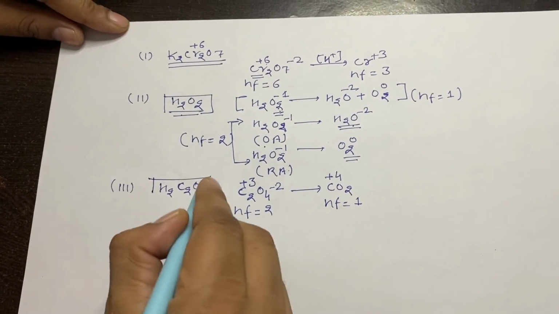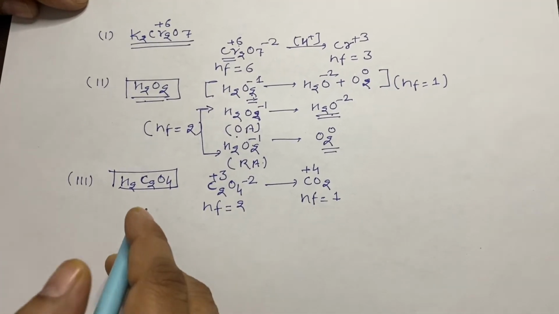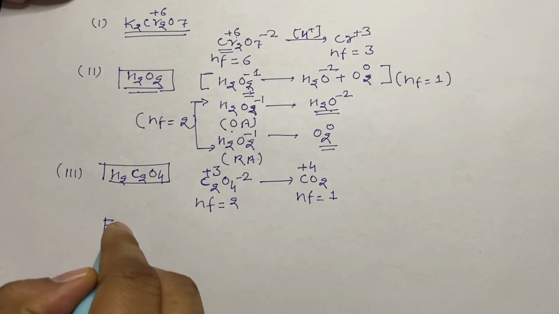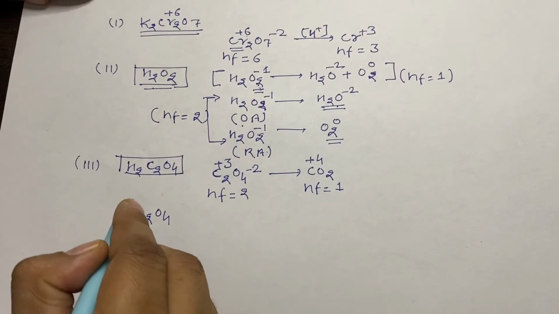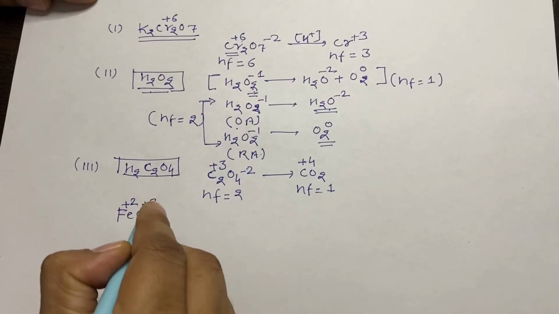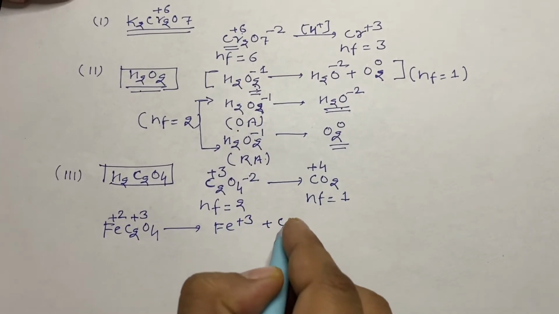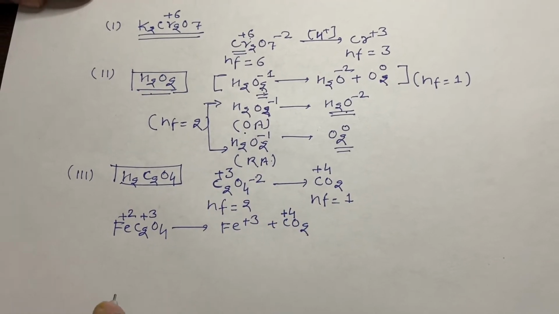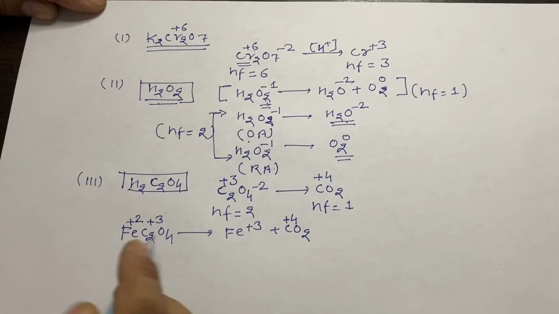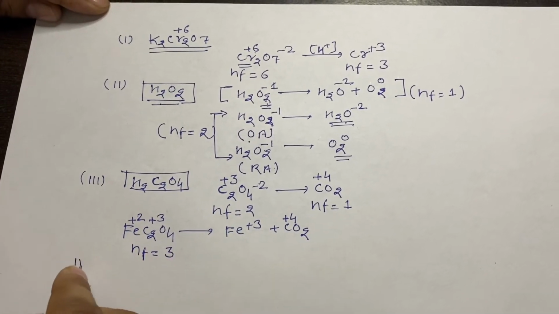This is oxalic acid. Students should be careful about ferrous oxalate, because ferrous oxalate converts into Fe plus 3 and CO2. So two different elements in the same compound are getting oxidized. So the N factor in this case will be 3.